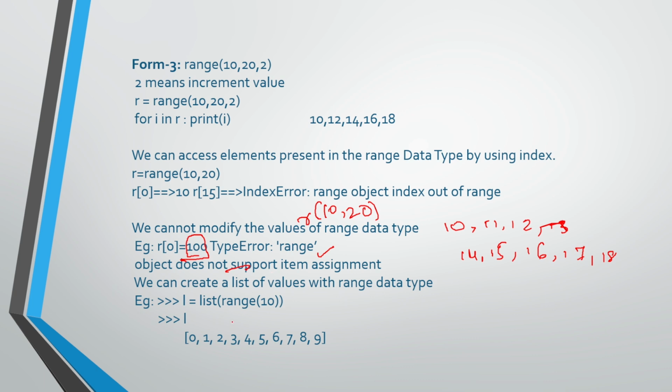We can create a list of values from the range data type, like l is equal to list of range 10. So it will be 0, 1, 2, 3, 4, 5, 6, 7, 8 and 9. There will be 10 items in it. So this was about the range.